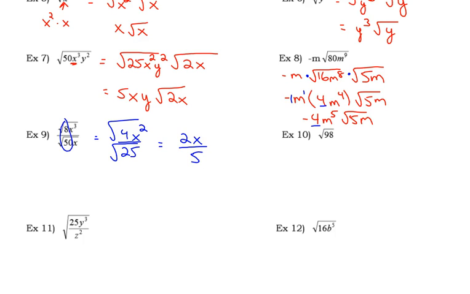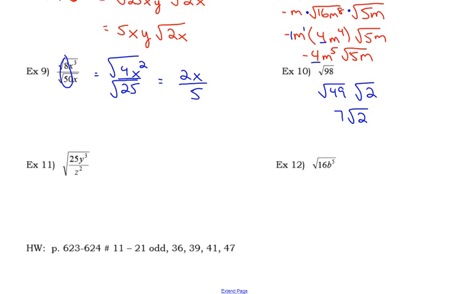Okay, now I'm going to go over to number 10. Number 10 is the square root of 98. So what you're saying to yourself is, what's the perfect square that goes into 98 on that list of perfect squares? Hopefully you'll know that that's 49 times 2. Then you take the square root of 49, which is 7. Keep the bad guy in the house, 7 radical 2.